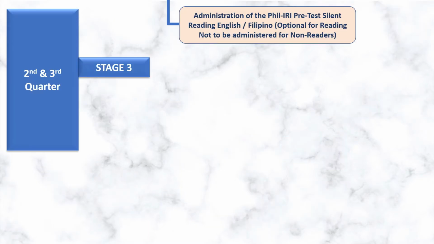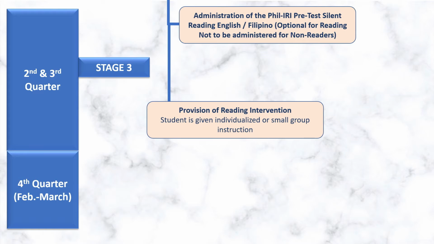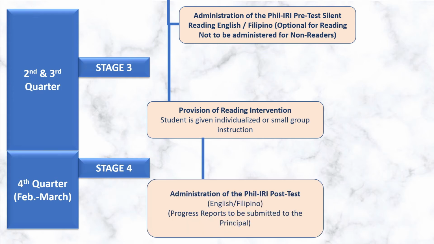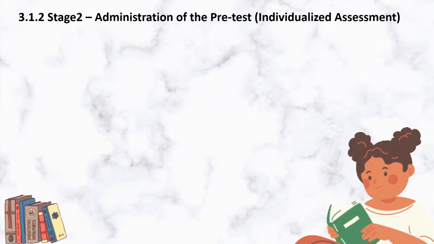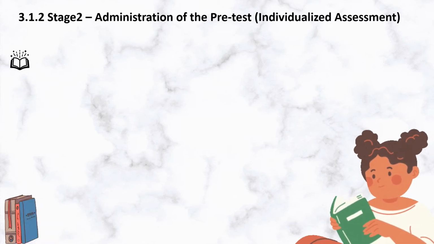For the second and third quarter, Stage 3, the information gathered in the first 2 stages is then analyzed and used to design a special program. Teachers will provide reading intervention. It may be given individually or through small group instruction. Fourth quarter, February to March. Stage 4. On the fourth quarter, which is stage 4, teachers will now conduct post-tests for those who were given a pre-test.